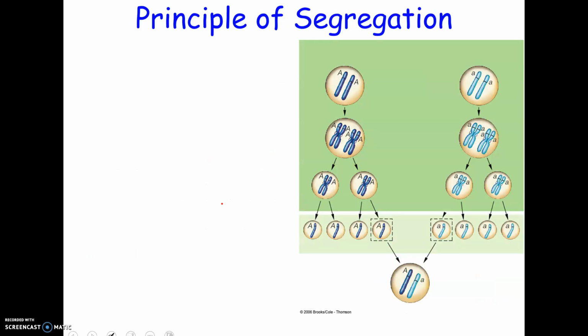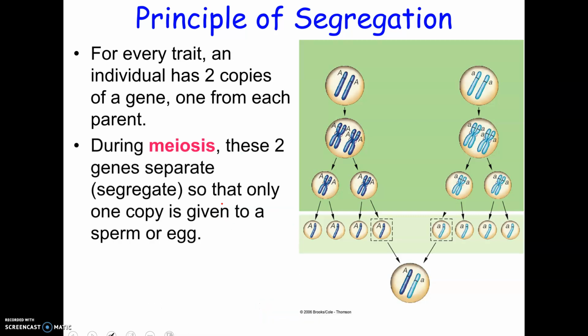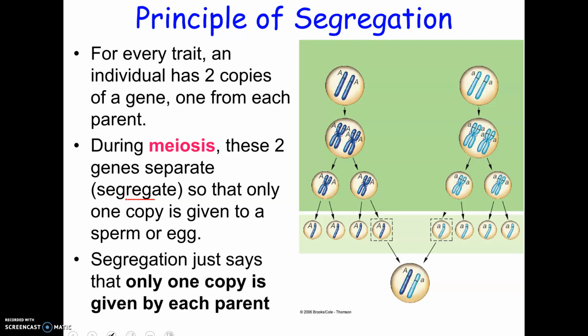The second rule is the principle of segregation. The principle of segregation just says, again, he didn't know they were traits or genes or meiosis, but we now know every individual has 2 copies of a gene, but during meiosis, they only give 1. And that's what segregate means. It just means to separate. So the principle of segregation simply says that even though you have 2 copies of every gene, you randomly only give 1 to a sperm or an egg. That's all segregation says.